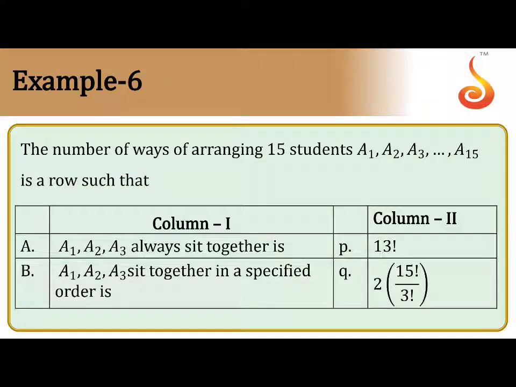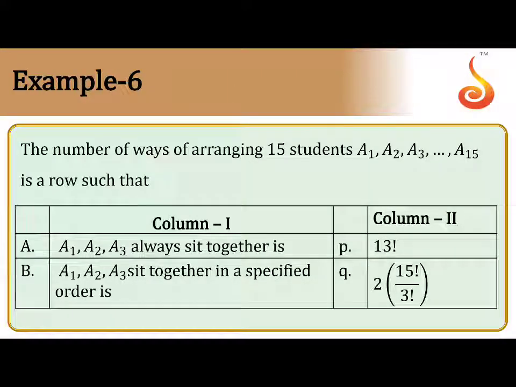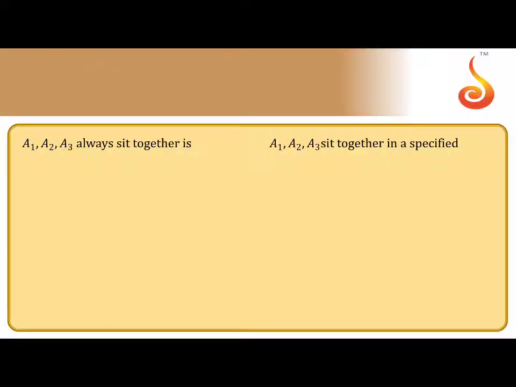So the options are 13 factorial, 2 into 15 factorial by 13, 3 factorial, and 15 factorial by 3 factorial, which are given in the options. Let us go for the first combination.